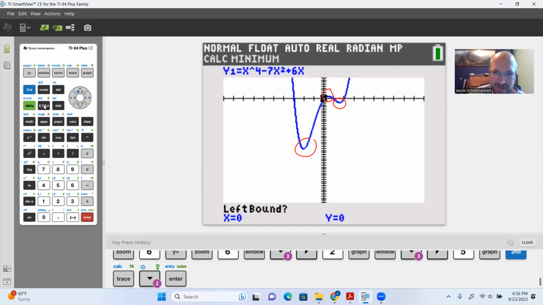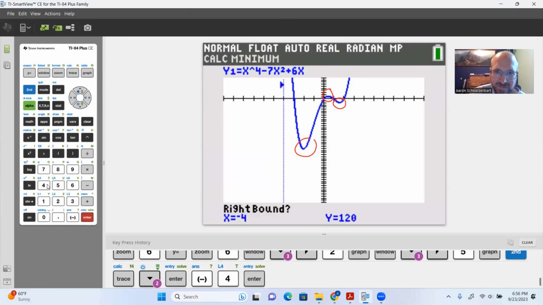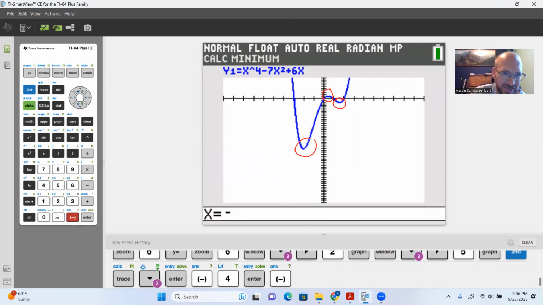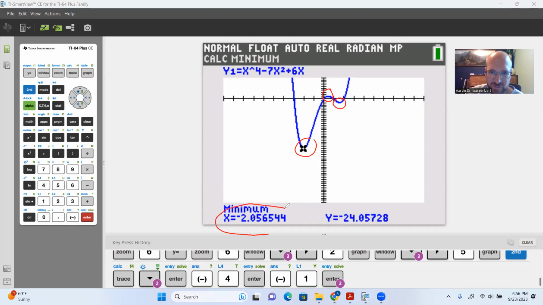So it wants a left bound. I think -4 will do it for me. I'm just going to enter it. That's on the left side, right bound. I'm going to go -1. Again, you can scroll over with the arrows, or you can enter them. So yes, I have a minimum between there. My guess is -1. And I can see that my minimum has an x coordinate of -2.06, if I round that, and a minimum y coordinate of -24.06 as well.